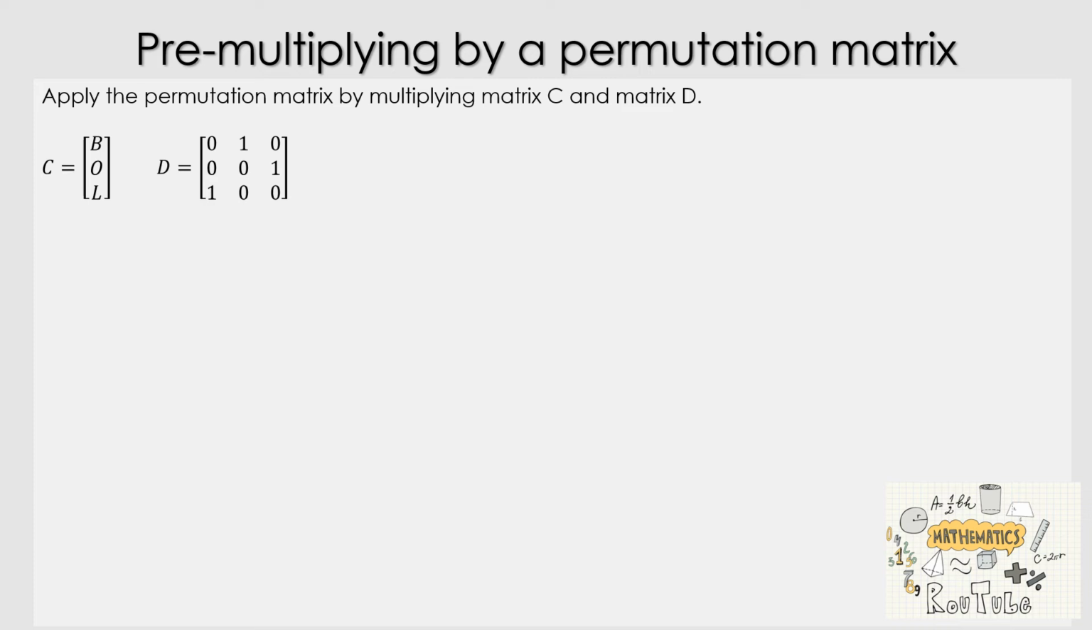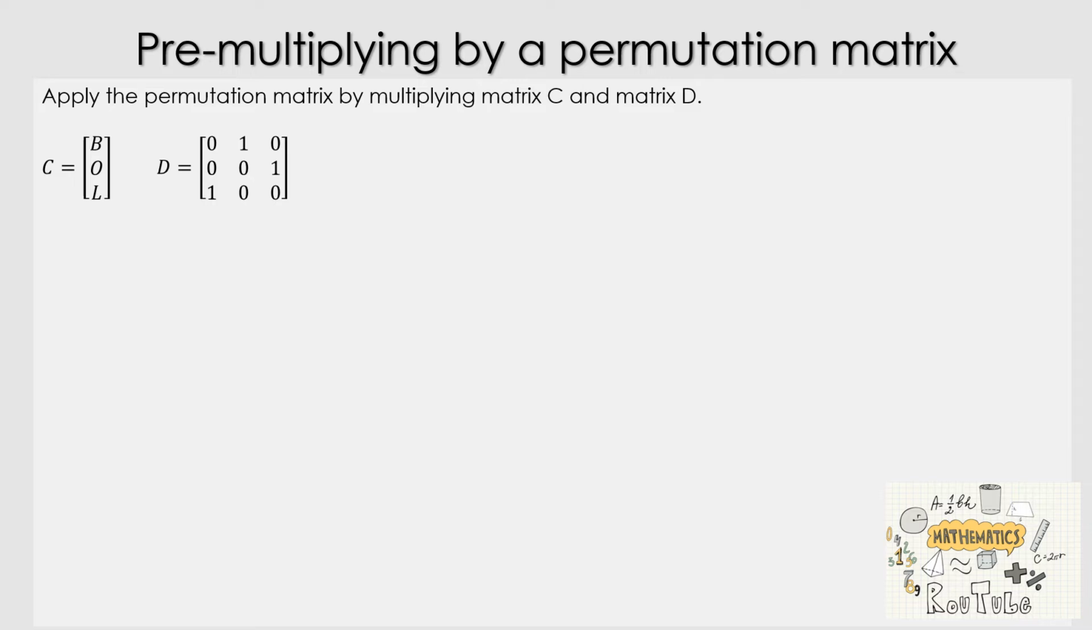All right, let's have a go at pre-multiplying by a permutation matrix. The question says, apply the permutation matrix by multiplying matrix C and matrix D. Now, if we didn't have the word pre at the top of the page, how would we know whether we need to pre or post multiply? Obviously we know we need to pre-multiply, but if it just said apply the permutation matrix, you need to decide whether it's pre or post. How would you decide? Once again, we're going to do what we did previously.